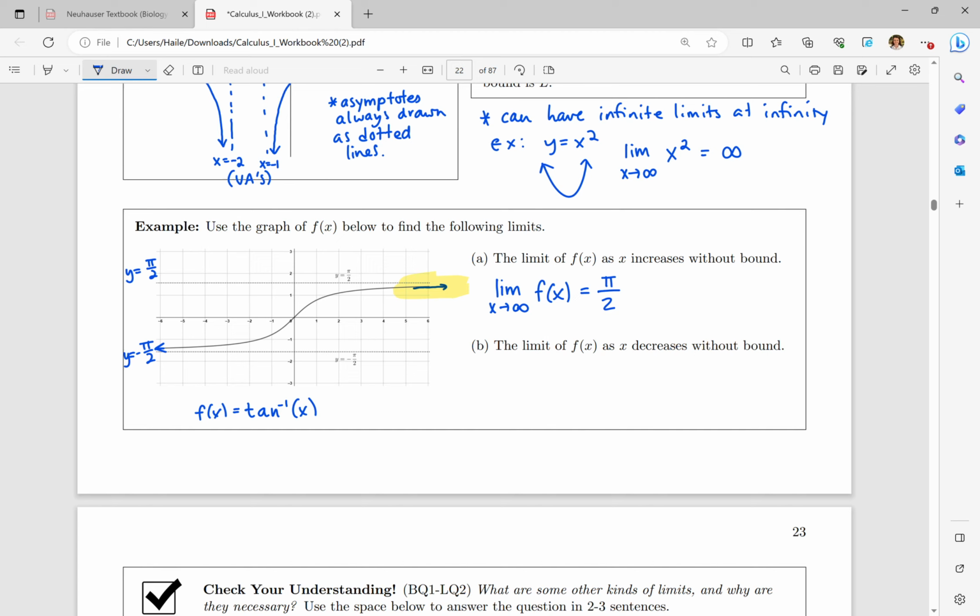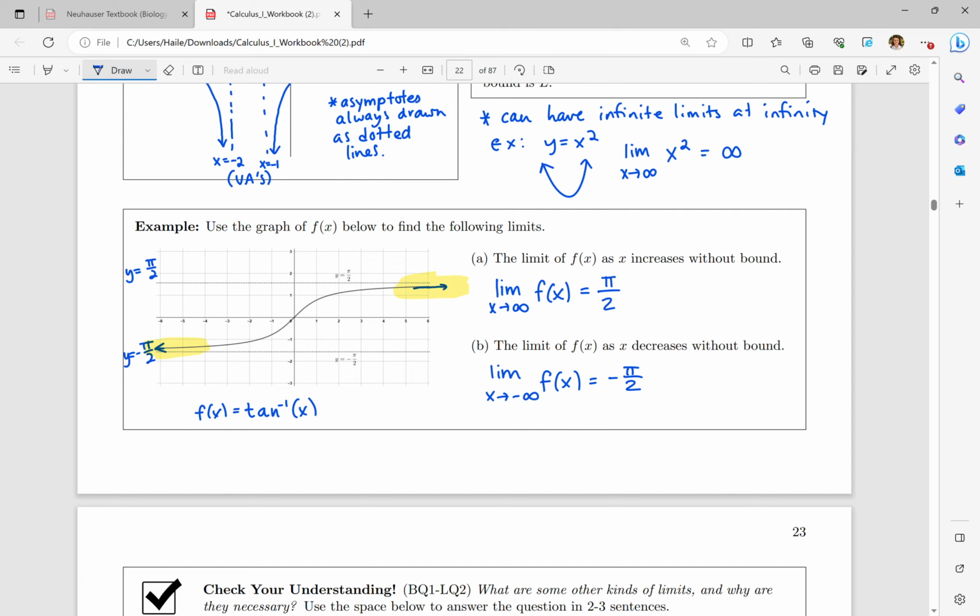Okay, now in part B, we have the limit of f of x as x decreases without bounds. So just like part A, let's go ahead and translate into symbols. So we have the limit as x approaches negative infinity of f of x is equal to. Okay, so if we look at negative infinity, remember that's just going in the other direction from the one we did in part A. So that's going to be over here. So at those really, really large negative values of x, we're getting really close to that horizontal asymptote of y is equal to negative pi over 2. And so that would be the answer to our limit.